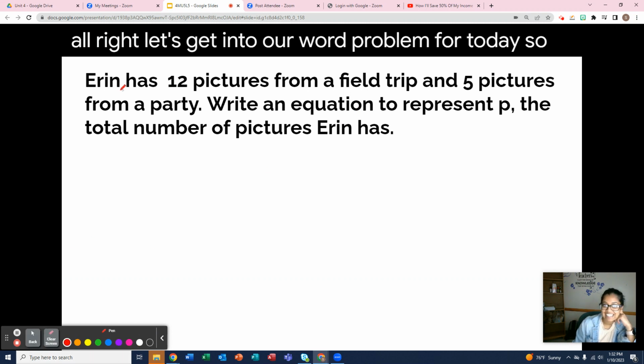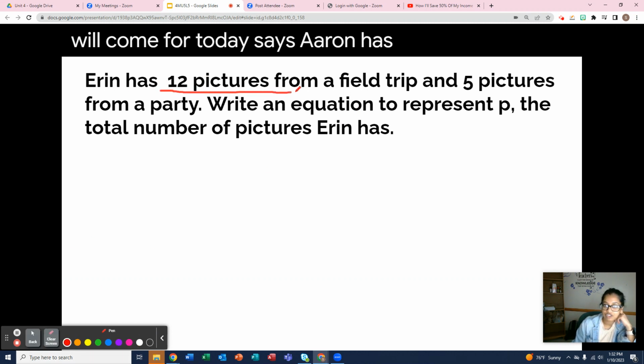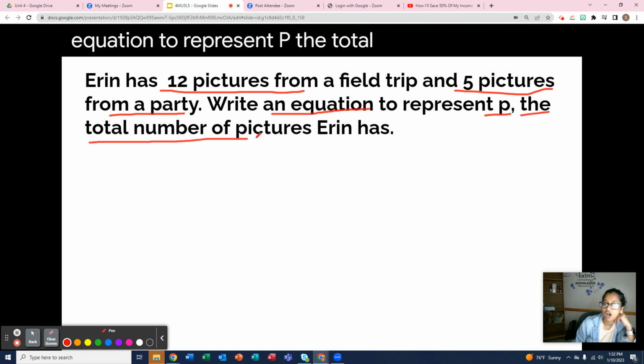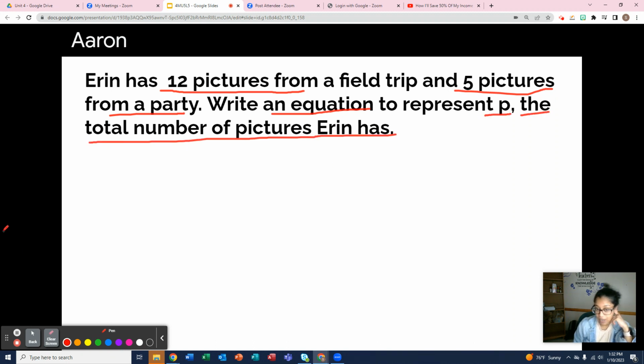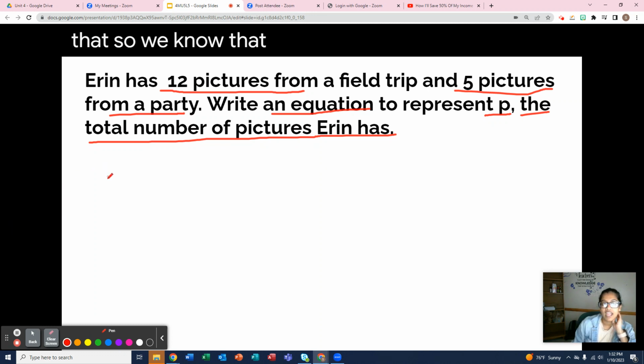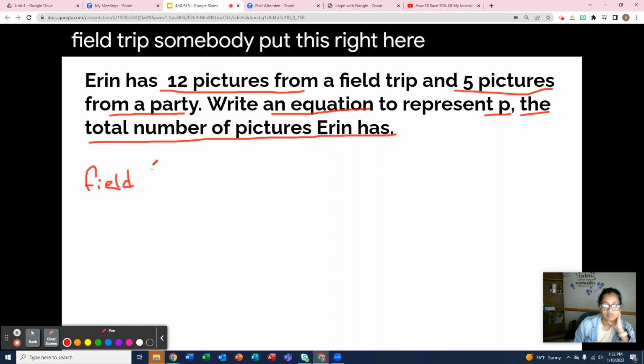So our word problem for today says Aaron has 12 pictures from a field trip and 5 pictures from a party. Write an equation to represent P, the total number of pictures Aaron has. Okay, so let's go ahead and get started on that. So we know that Aaron had 12 pictures from the field trip. So I'm going to put this right here.